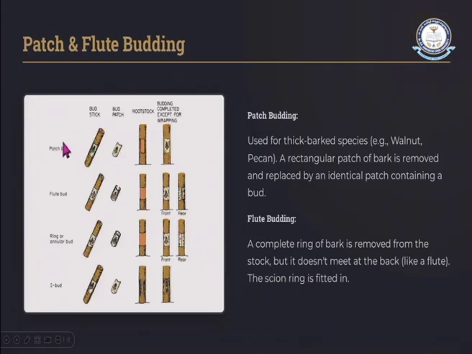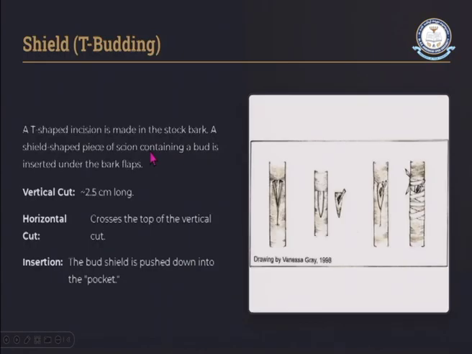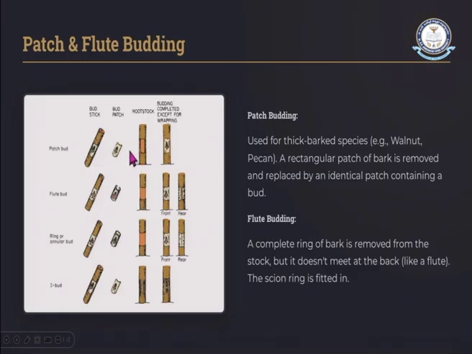Next we have patch and flute budding. Patch budding is used for thick-barked species like walnuts and pecans. It is a rectangular patch. You can see in the picture that a rectangular patch is removed and replaced by an identical patch containing a bud. So this is called patch budding. That means we are cutting a rectangular shape and replacing it with an identical patch containing a bud.